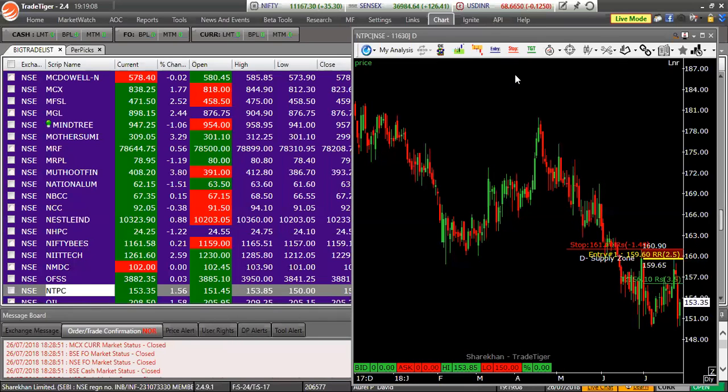So if you are looking at doing this scalp trading, make sure you have a very low brokerage plan, because unless your brokerage plan is very low, you're not going to be able to really make any profit, because all the profit that you make would go off in the form of brokerage and taxes.